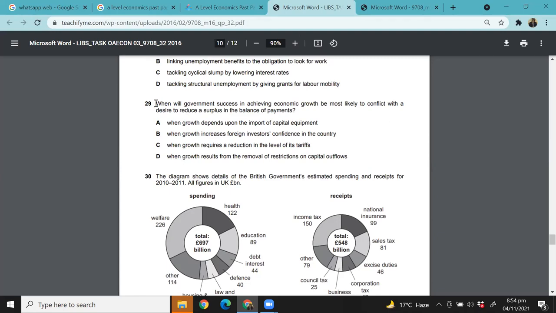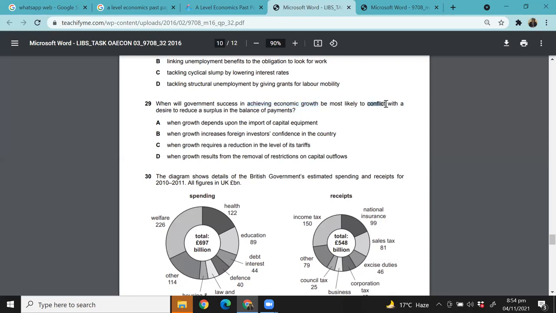Okay, think about this. The question here is asking you something very simple. I mean, the wording is really complicated, but let's try to see exactly. When will government success, right? Now it's too wordy. Forget about the unnecessary words. Just focus on the main words. What is government trying to achieve? Economic growth, right? So what you have to focus on is that this is the main part, achieving economic growth.